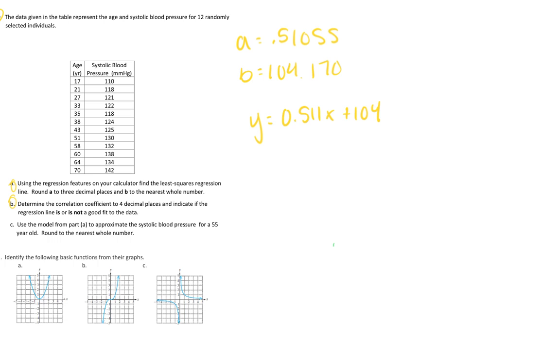Then we're going to look at our regression line. So we're going to look at that R, and our R is 0.9613, etc. And that's really close to 1, so it's a good fit. It's a strong correlation to our data. And then it's asking us from the model, use the model from part A to approximate the systolic blood pressure for a 55-year-old man. So what we're going to do is take our equation, y equals 0.511, put in 55 for x plus 104. And then we end up getting, if we put that into our calculator, 132.